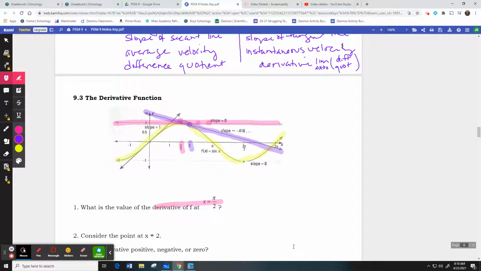Hi, pre-calculus students. Today we're going to talk about section 9.3, the derivative function, building on what we talked about last time.